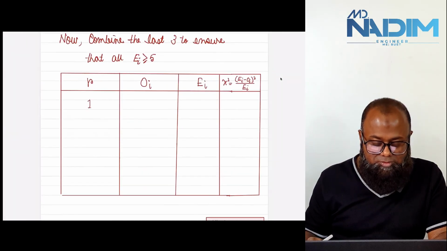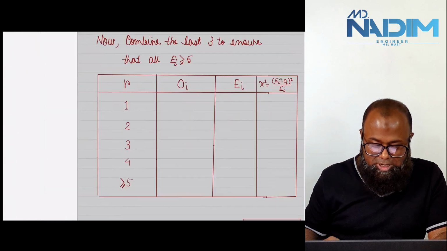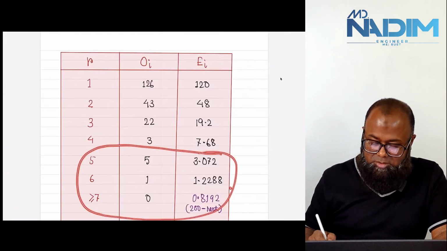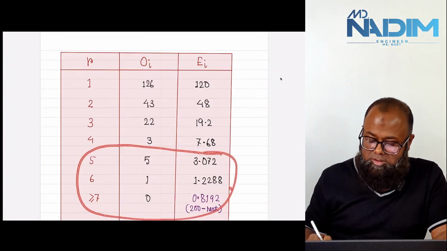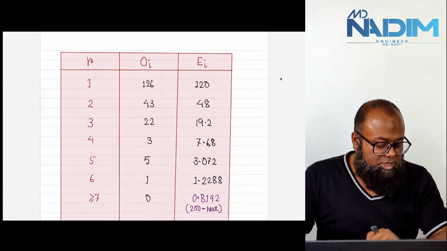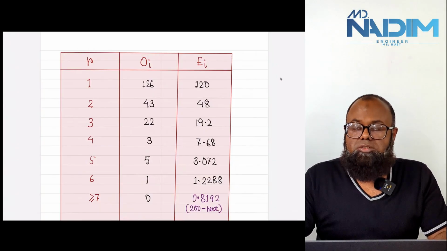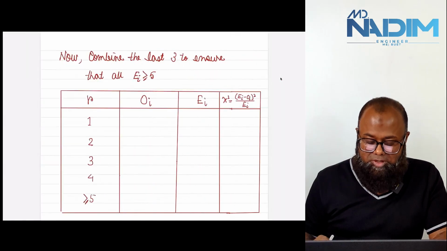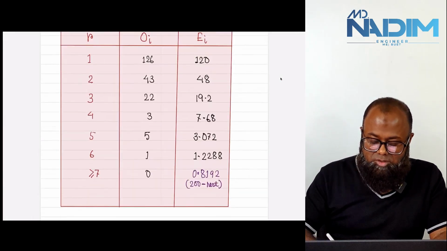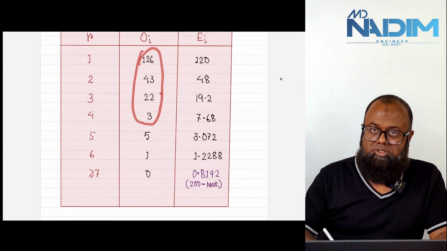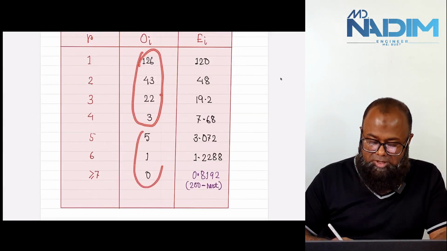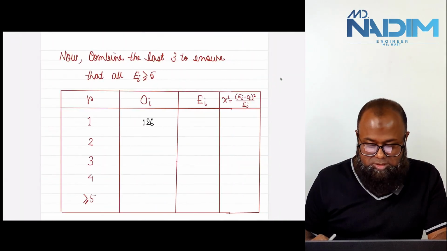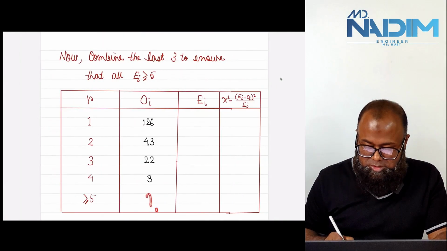R, the values of R are 1, 2, 3, 4, and 5 or greater. Because I have to maintain that the value of E is greater or equal to 5. Now the observed values. Up to 4, it is absolutely like this. And then from 5, I have to add these to get the value. So 5 plus 1, that is 6 here. So I'll put 6 here.